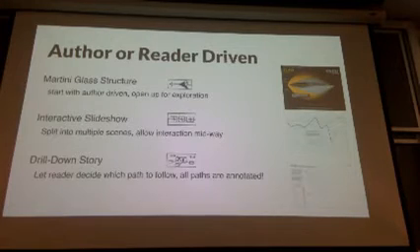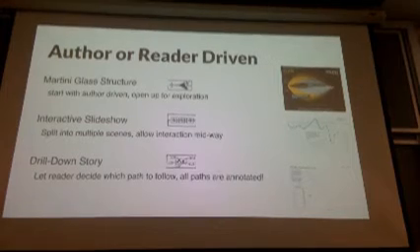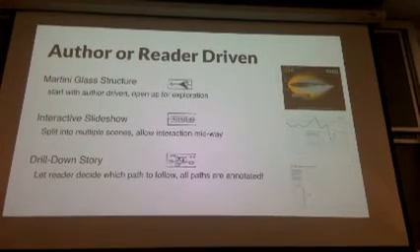And then Hare and Siegel also defined these different types of structures. The Martini glass structure is something where you start with a very narrowly narrated story and then suddenly open up the whole data set for people to explore. So you start at the stem, you focus the story for a while, and then you let people look at the data in more detail on themselves.